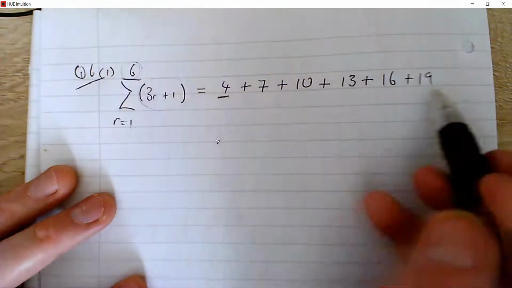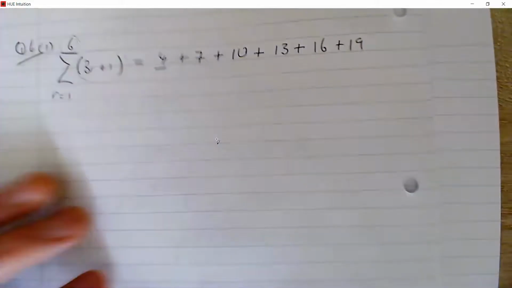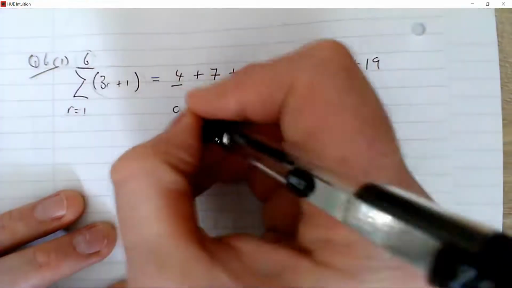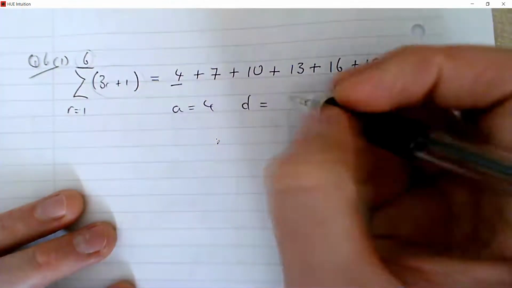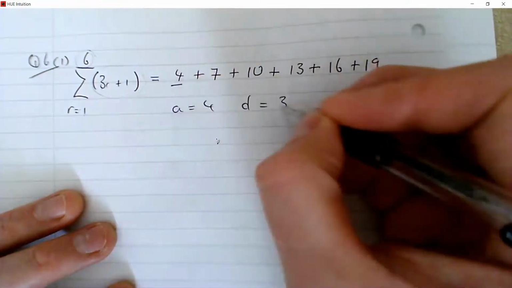Now, you can go to your calculator, you can add all these up. This is a really simple example, so it's not a hard thing to do here. In general, though, this is our sigma notation. We have a equals 4. Sorry, this is our sum of an arithmetic series formula. a is 4, our common difference is 3.